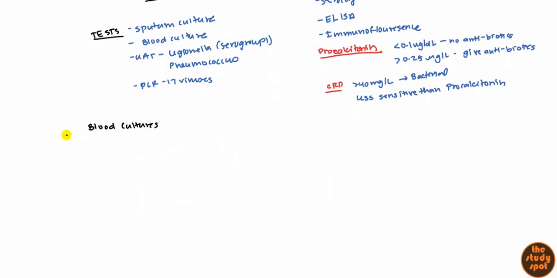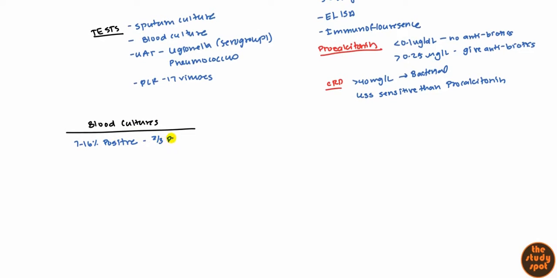So let's talk about blood culture real quick. Blood culture is positive 7 to 16% of the time, and in two-thirds of those, it's pneumococcus. So pneumococcus is the easiest one to culture. Therefore, blood cultures are not done routinely, but you should still know about it.